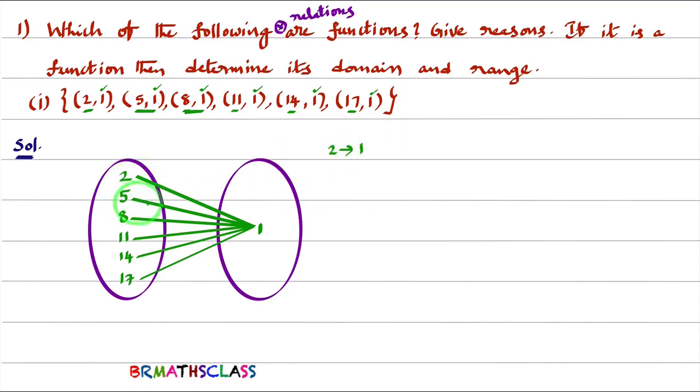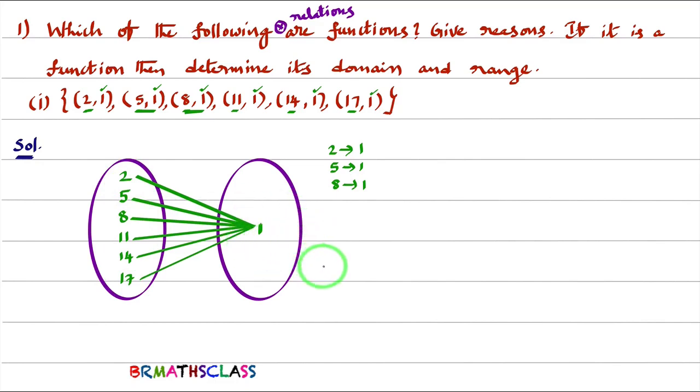For the element 5, how many elements exist in second set? There exists only one element, that element is 1. See, for 8, how many elements are there? There exists only one element in set B, in second set, that is 1. Like that, for every element in first set, there exists only one element in second set. That's why it is a function.